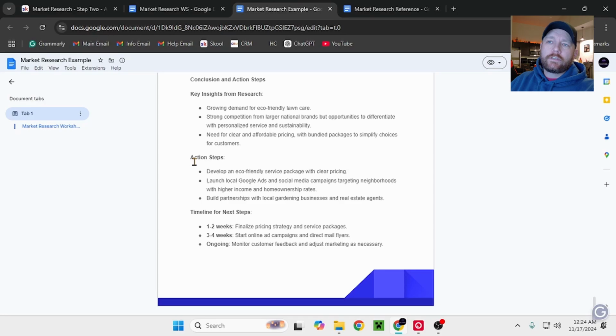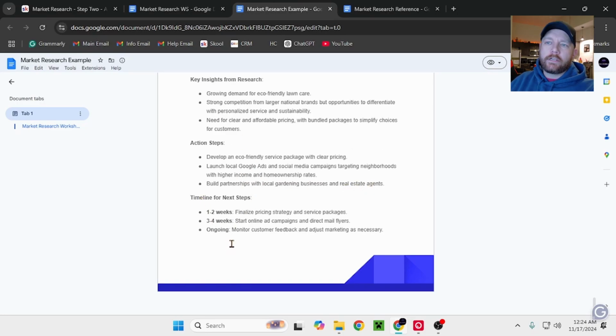So what are we going to do? We're going to develop the eco-friendly service package. We're going to launch Google Ads and social media campaigns targeting neighborhoods with high income and homeownership rates. We're going to build partnerships with local gardening businesses and real estate agents as we listed above, okay?